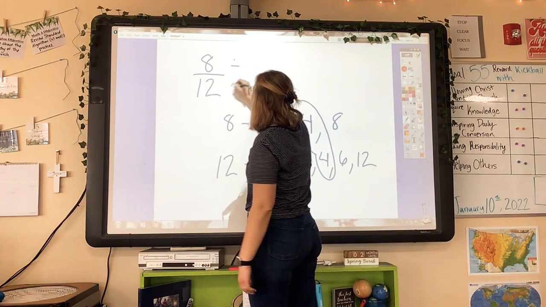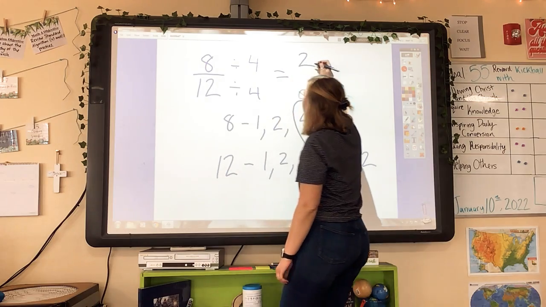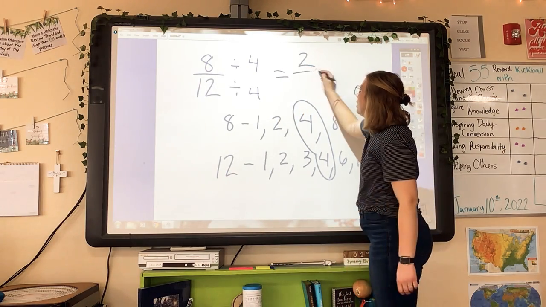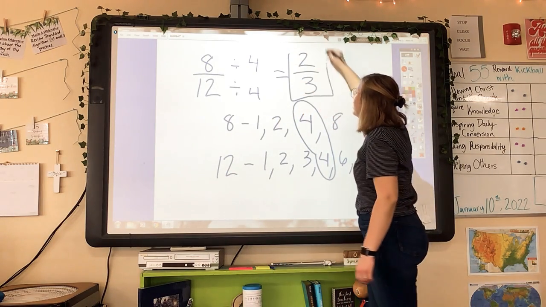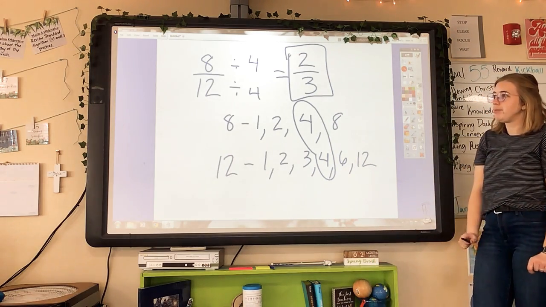So 8 divided by 4 and 12 divided by 4, that gives me 2/3, okay? And 2/3 cannot be simplified anymore, so that is the final answer, okay?